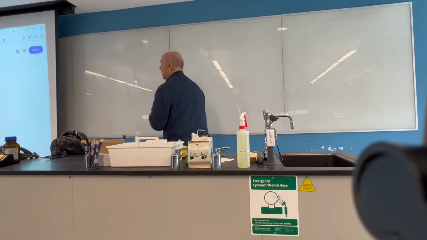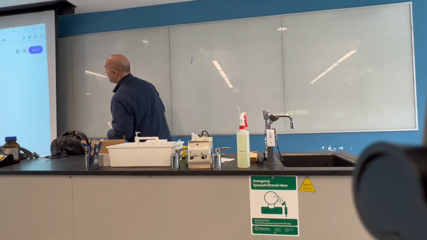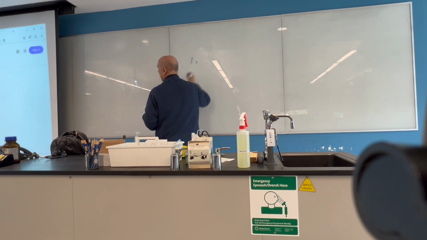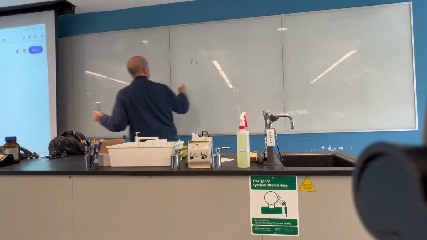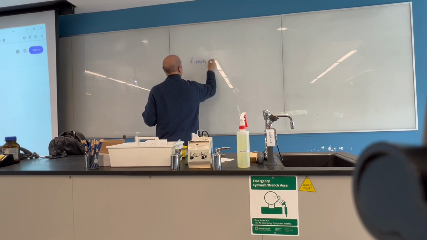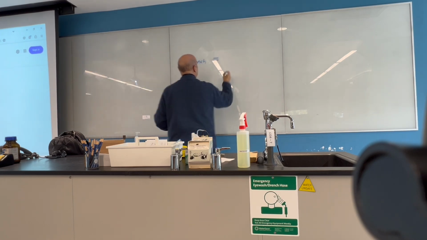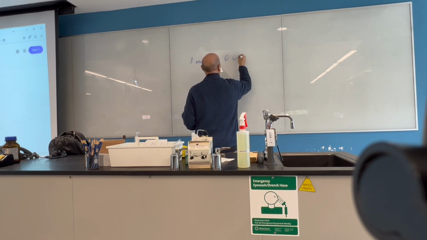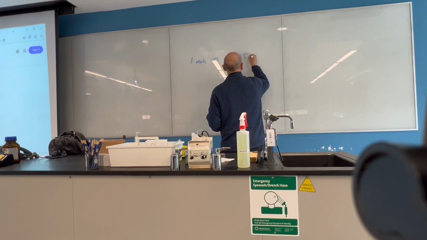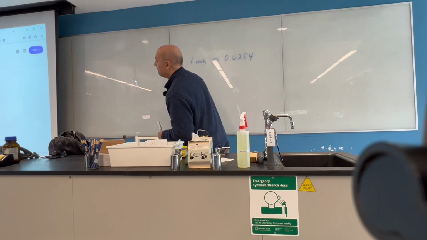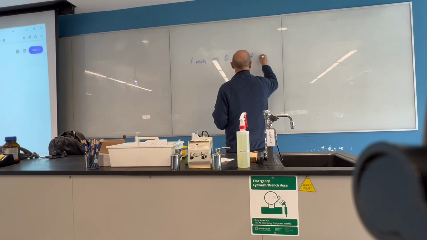So according to that website, and it's accurate enough, 1 inch is equal to 0.054. No, sorry, 0.254 meters.